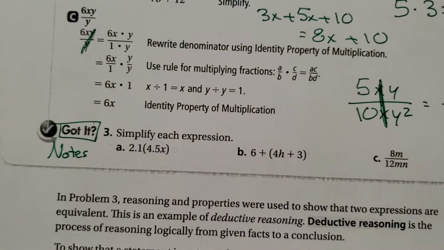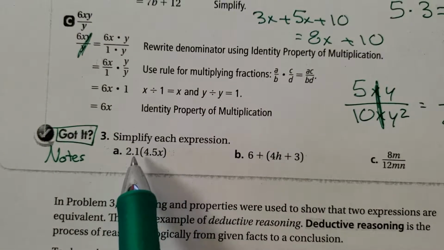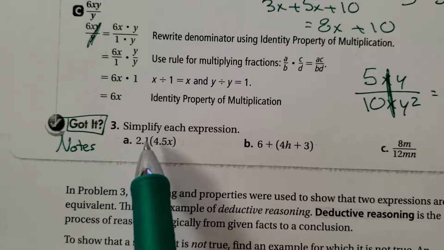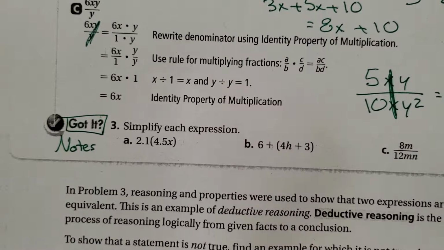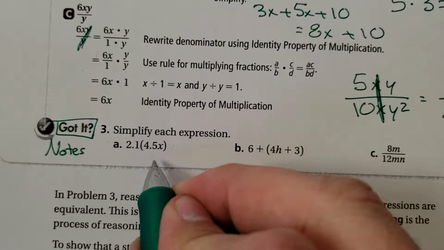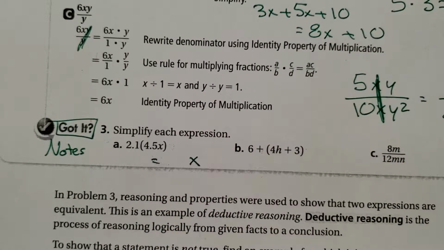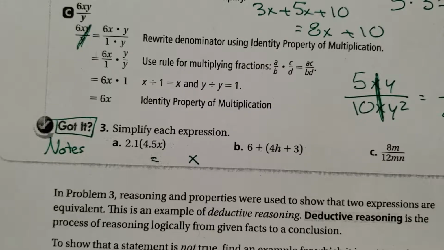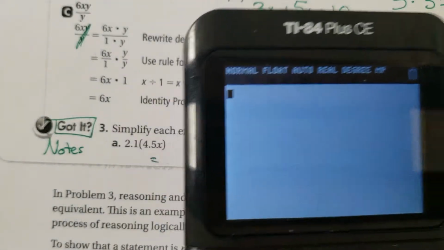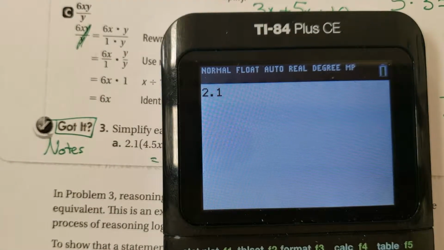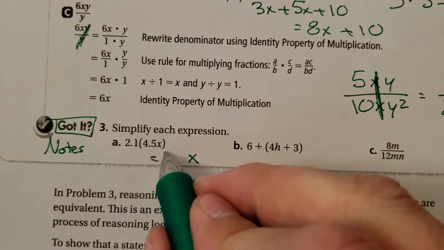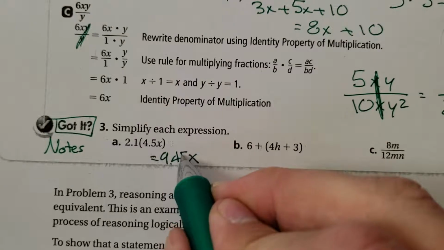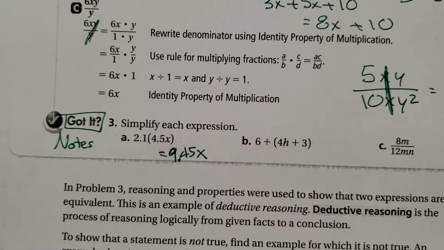Here are the guided questions. We have to take 2.1 times this group. Well, we're multiplying a number times a number and a variable. Then we're just going to multiply the numbers, and we're going to leave the variable alone. So I know for a fact I'm going to have an x value. Well, what's my numerical value going to be? I don't know. Mr. Calculator, help me out here. I don't multiply 2.1 and 4.5 on a regular basis. 9.45x. Thank you for that.